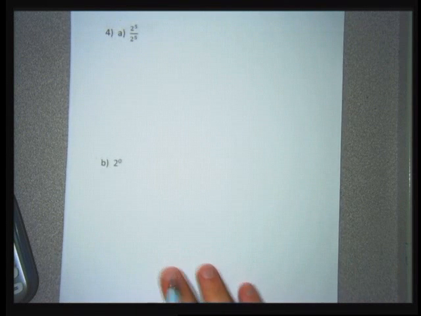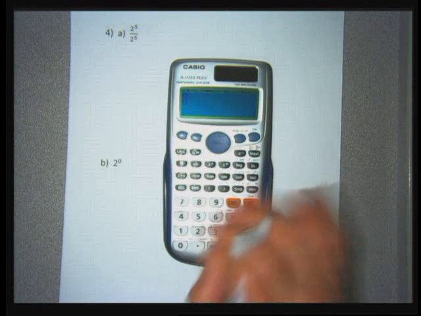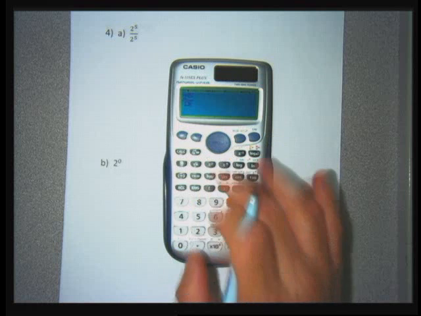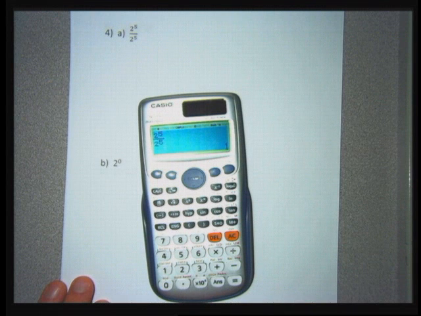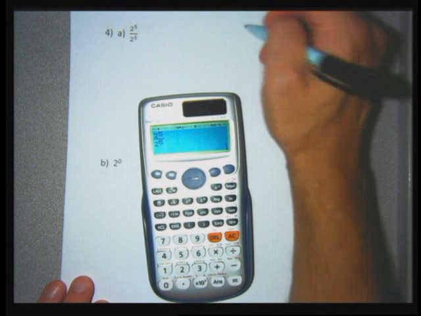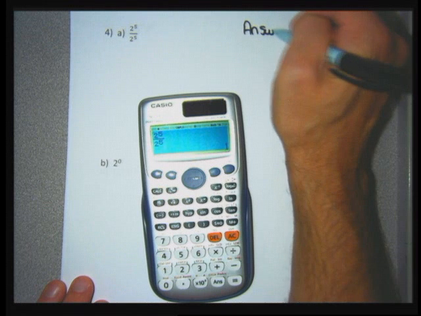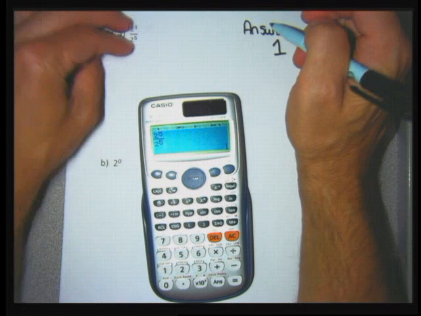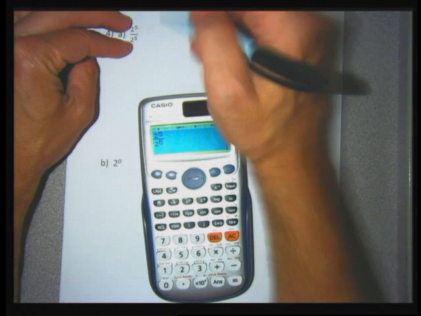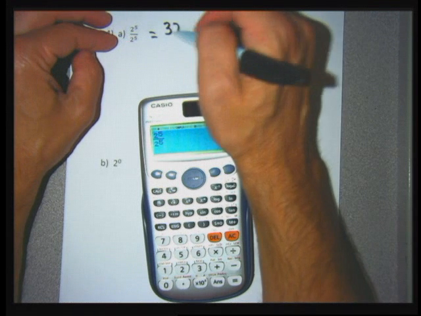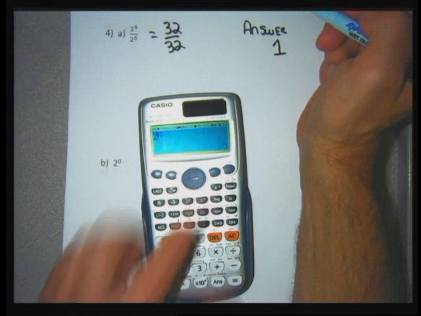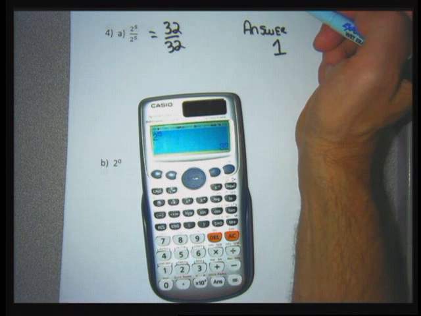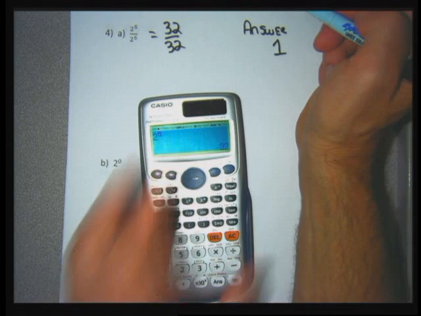Number 4, 2 to the 5th over 2 to the 5th. Well, my calculator can do that pretty nicely. If I do 2 exponent 5 over 2 exponent 5, my calculator will tell me that that's certainly equal to 1. I didn't need to be a rocket scientist to know that the answer to this is 1, because anything divided by itself, whether it looks this complex or this simple, anything divided by itself is 1. 2 to the 5th is 32, just in case you didn't have that memorized. So the best answer for this would be 1.